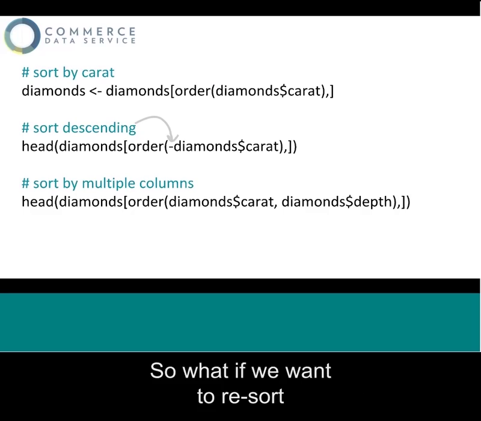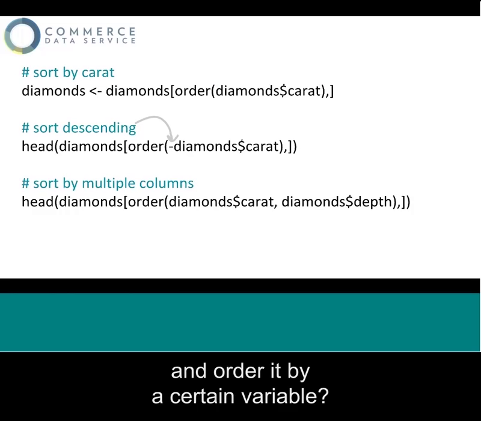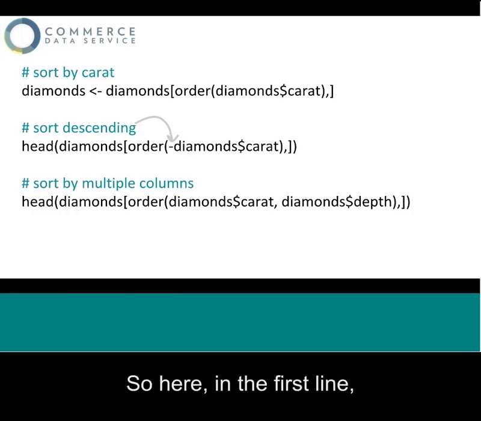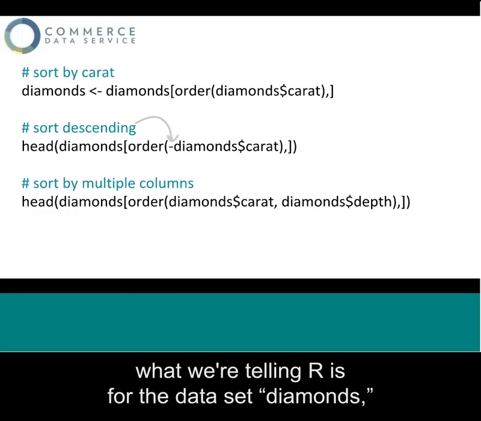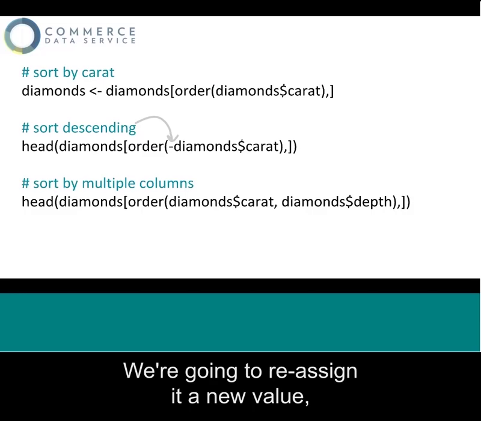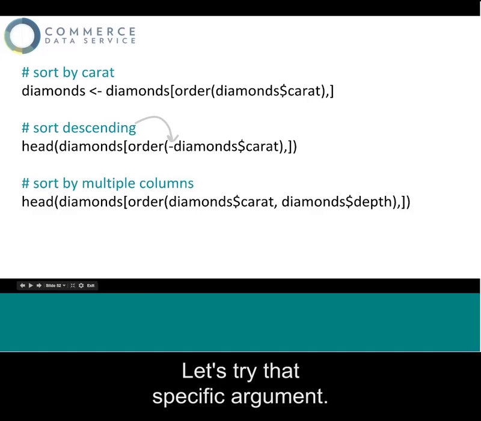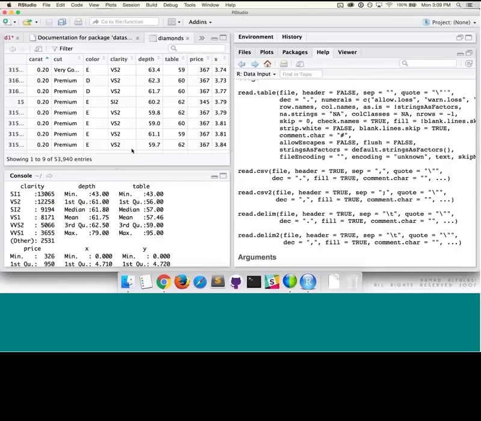So what if we want to resort the actual data frame we're talking about and order it by a certain variable? So here in the first line, what we're telling R is for the data set diamonds, the data frame, we're going to reorder it. We're going to reassign it a new value, which is diamonds again, but reordered by carat. So let's try that specific argument.